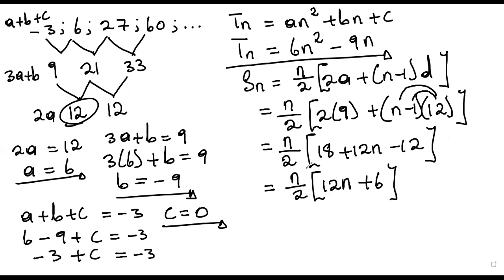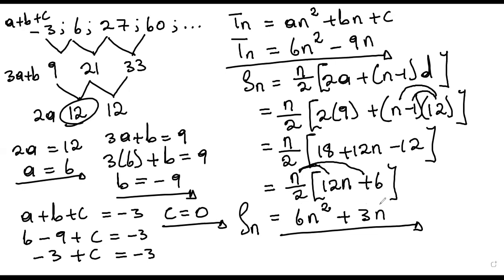Then after getting this, ours is to distribute the n over 2. So n over 2 multiplied by 12 will just give us 6n squared. And then n over 2 multiplied by 6 will give us positive 3n. And this is actually the sum of the first n terms of the first differences. And then you are set for this one.